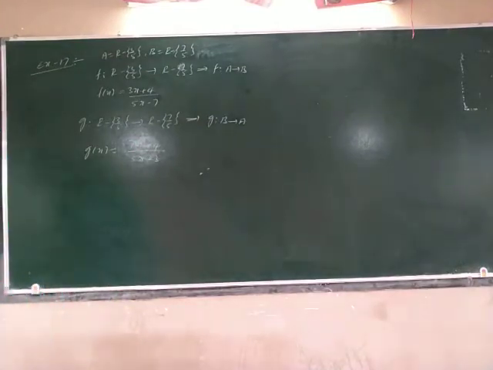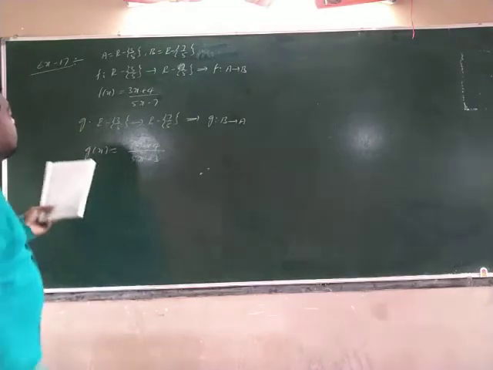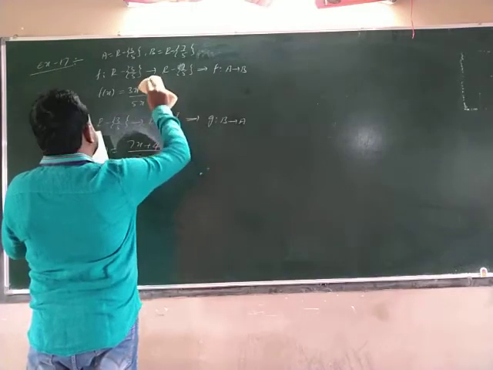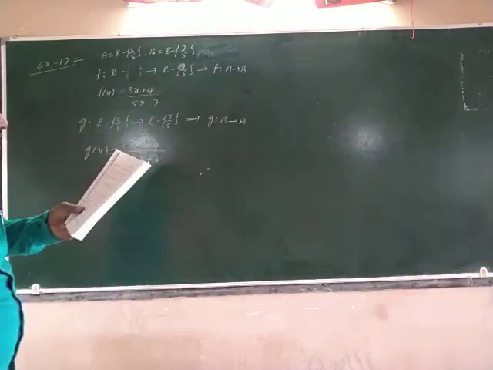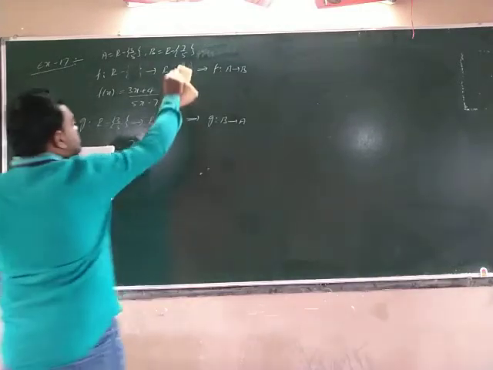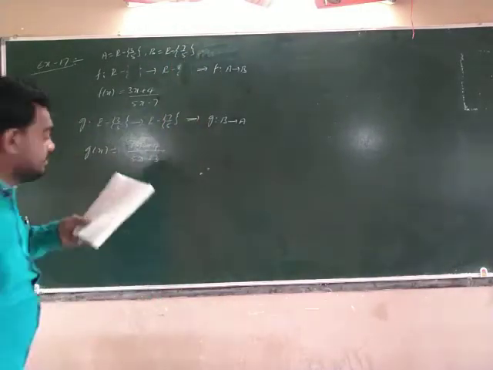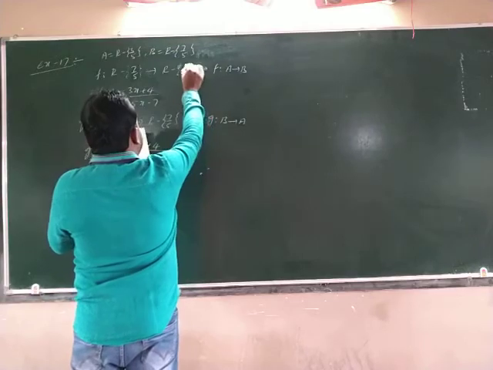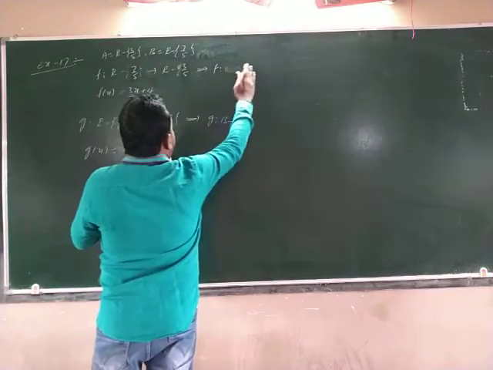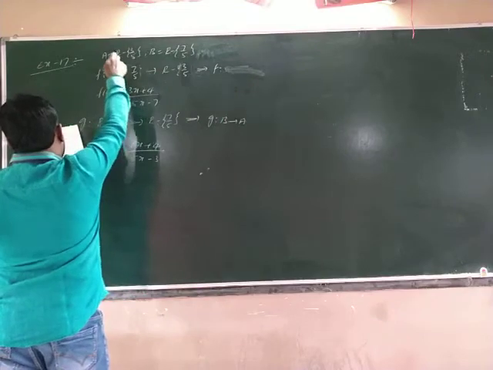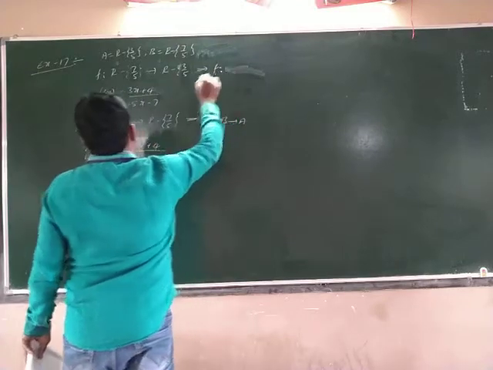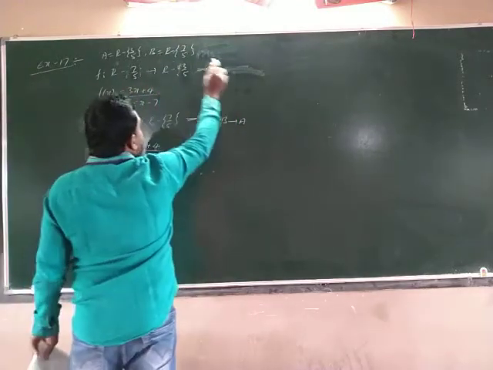17. Show that f from R minus {7/5} to R minus {3/5}. Here A equals R minus {3/5} and B equals R minus {7/5}. That implies that f is a mapping from B, R minus {7/5}, to A.